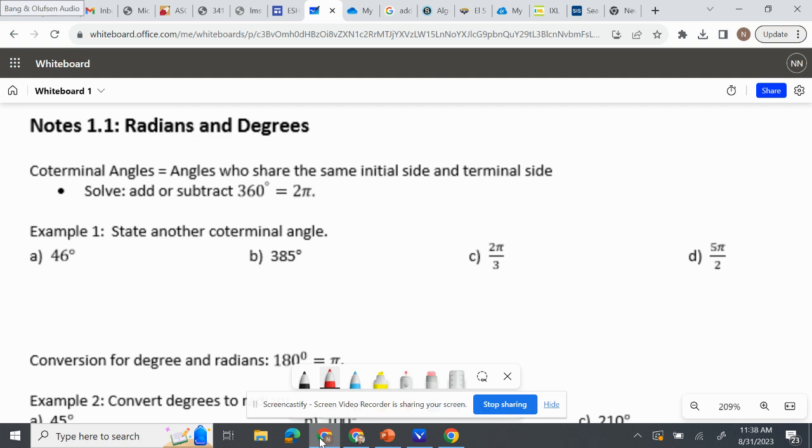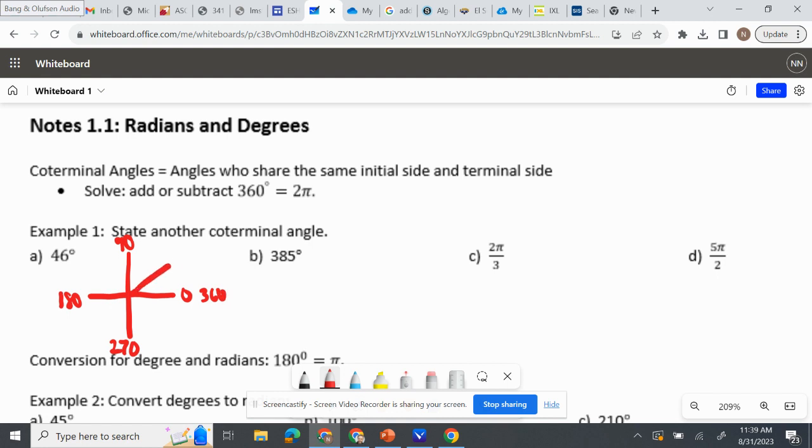What we're going to do is look at how radians and degrees are related. But before we do that, we're going to look at coterminal angles. And what we have is our coordinate system. With the coordinate system, we start at 0, and then we go 90, 180, 270, and then back to 360.